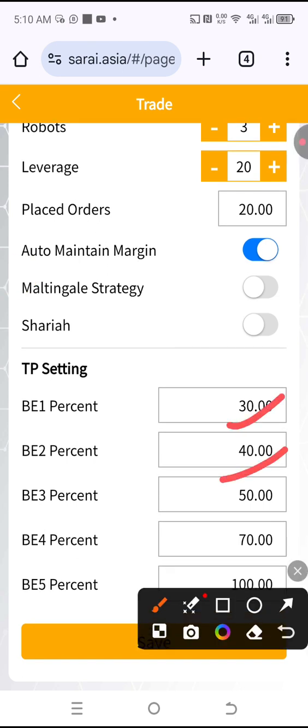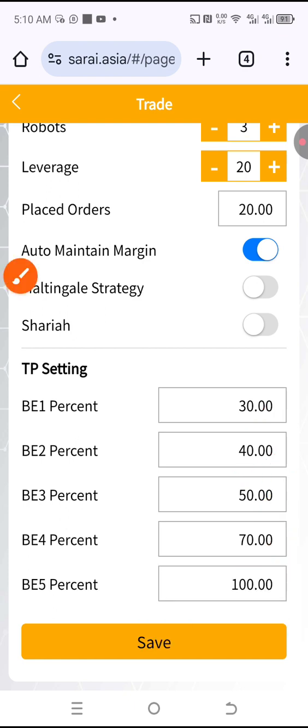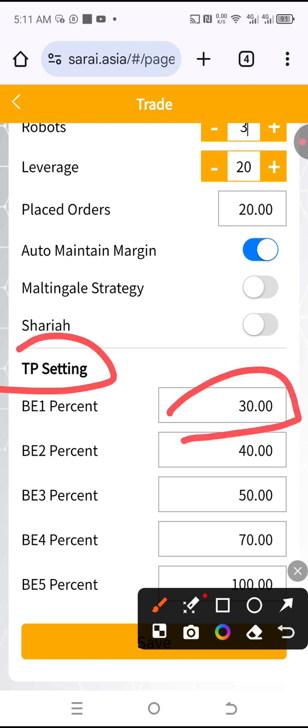So here you come back here and you make these settings the way it is. You make the first one 30, 40, 50, 70, 100. Now, what's the meaning of this? It simply means this is take profit settings. When the system gets to 30%, it will lock it. It will lock the trade. You understand? It will lock the trade.